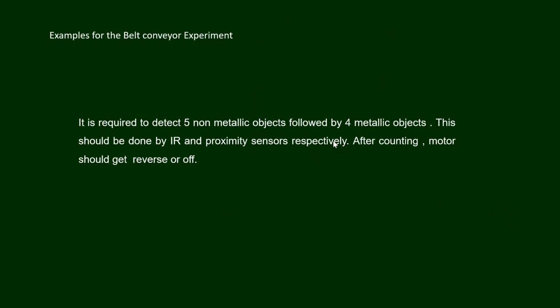One example for the belt conveyor experiment is given here. It is required to detect 5 non-metallic objects followed by 4 metallic objects. This should be done by IR and proximity sensors respectively. After counting, we can do any logic: the motor should reverse or switch off, or we can even switch on one timer.